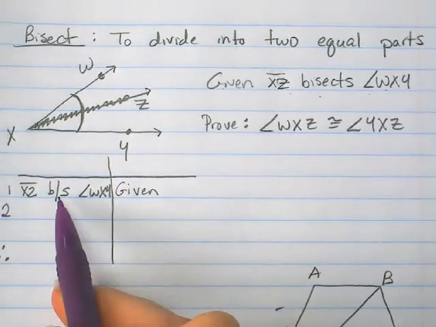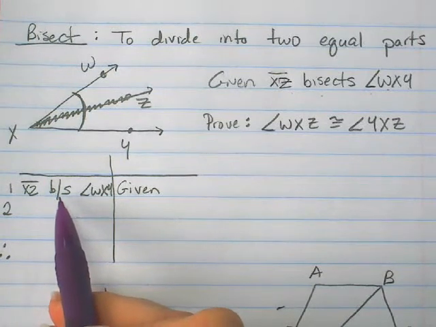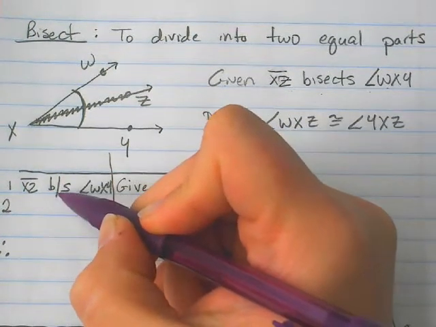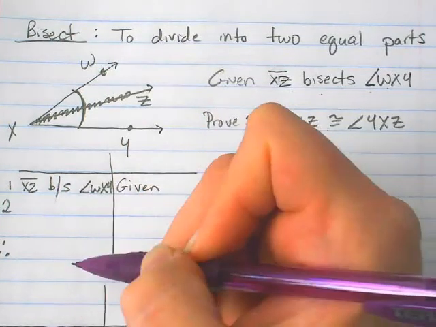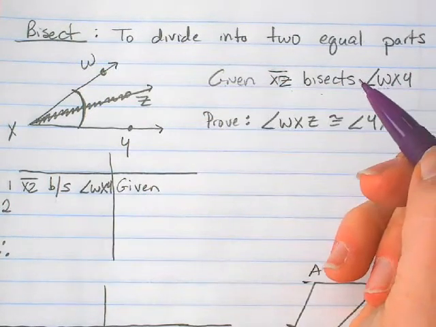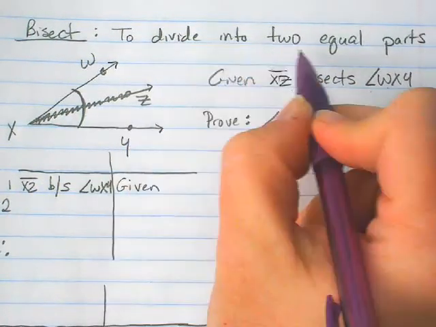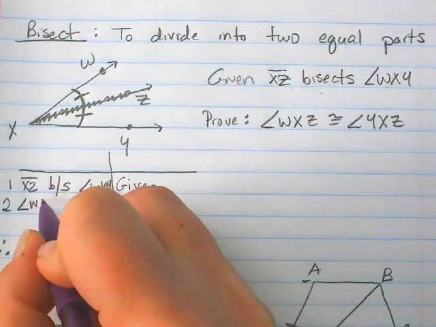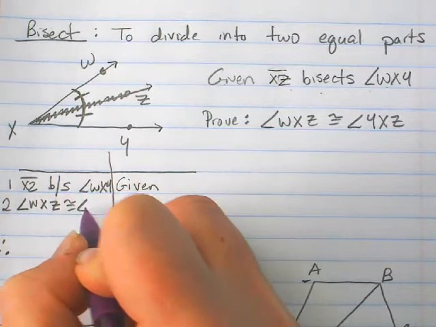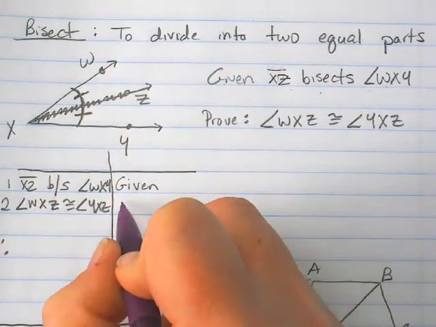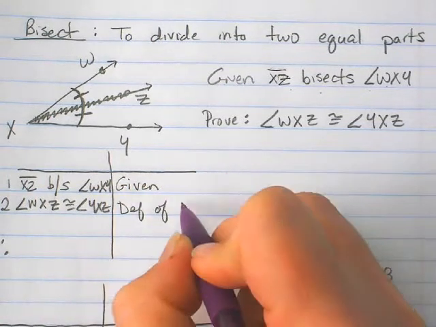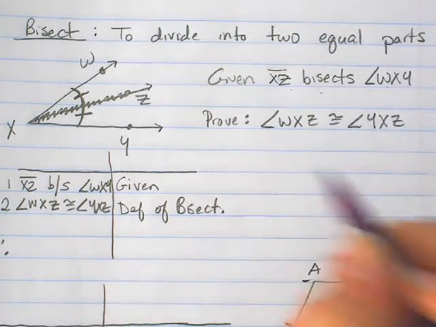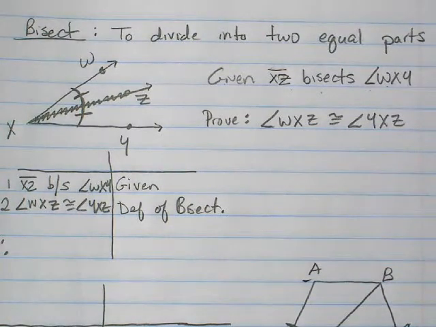WXY. I just want to point out for a second that bisect and midpoint look pretty similar. They are cut in half. Bisect is cut in half. Midpoint is cut in half. When I bisect an angle, it divides into two equal parts. So, angle WXZ is congruent to angle YXZ, definition of bisect. By the way, you can't have a midpoint of an angle. Angles do not have midpoints. Angles can only be bisected.